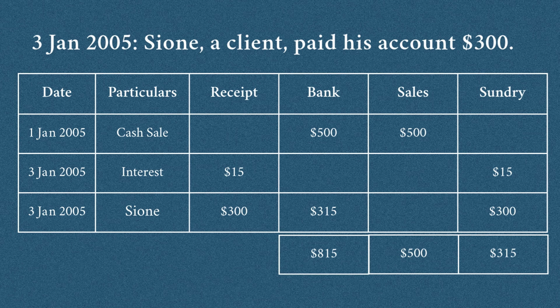To check if your cash receipts journal is balanced, the bank column should have the same total as the total for all the columns on the right side of the bank column. In this case, sales and sundry. Adding the sales and sundry columns together gives 815, which is exactly the same balance for bank.